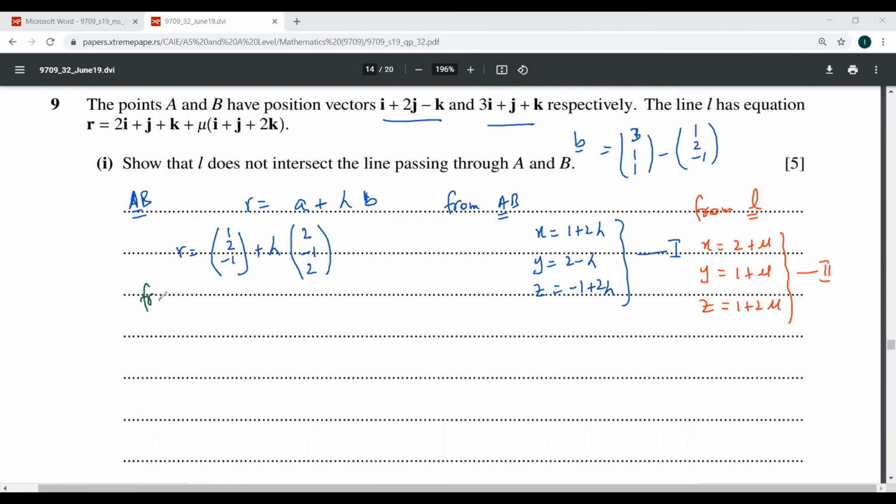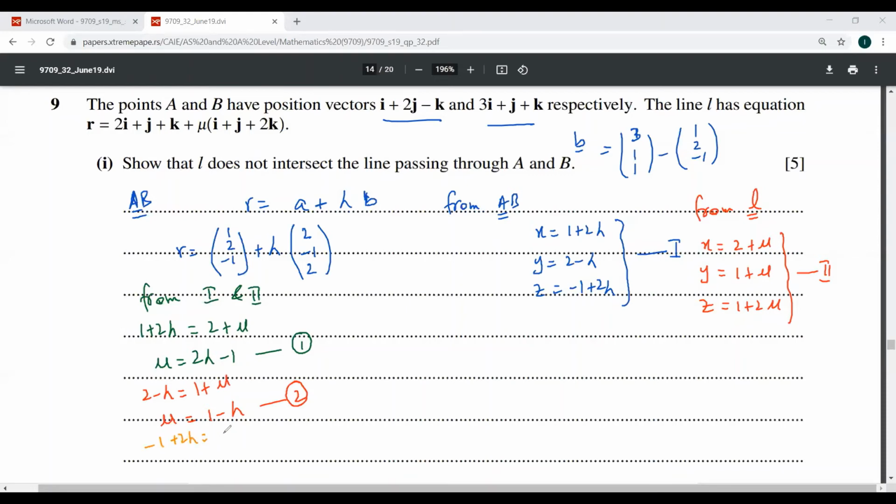Now, from the x equations, you have 1 plus 2 lambda equal to 2 plus mu. And I can say that mu is going to be 2 lambda minus 1. That is equation number 1. Then equating the y's, you have 2 minus lambda equal to 1 plus mu. And again, I'm going to write it as mu is equal to 1 minus lambda. That is equation number 3. And then from the z's, you have minus 1 plus 2 lambda.